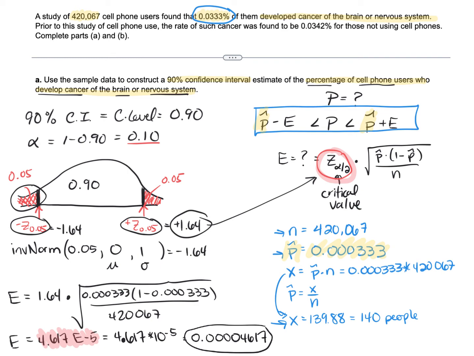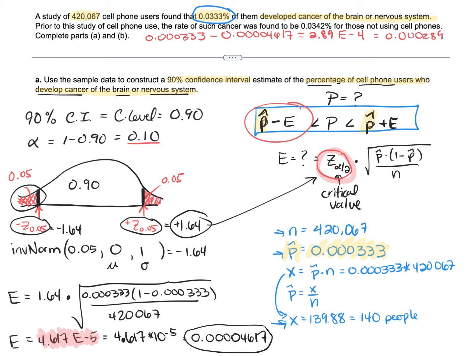And that's what you're going to take to subtract from p hat to get your lower confidence limit. And then you're going to add it to p hat to get your upper confidence limit. So I'm kind of running out of space here, so I'll use red and I'll write on the top of the screen. To get this lower limit, you're going to take your p hat and you're going to subtract E. So I'm going to take 0.000333 and subtract your margin of error of 0.0004617. Again, your calculator is going to write that value as 2.89 E to the negative 4, which is 0.000289.